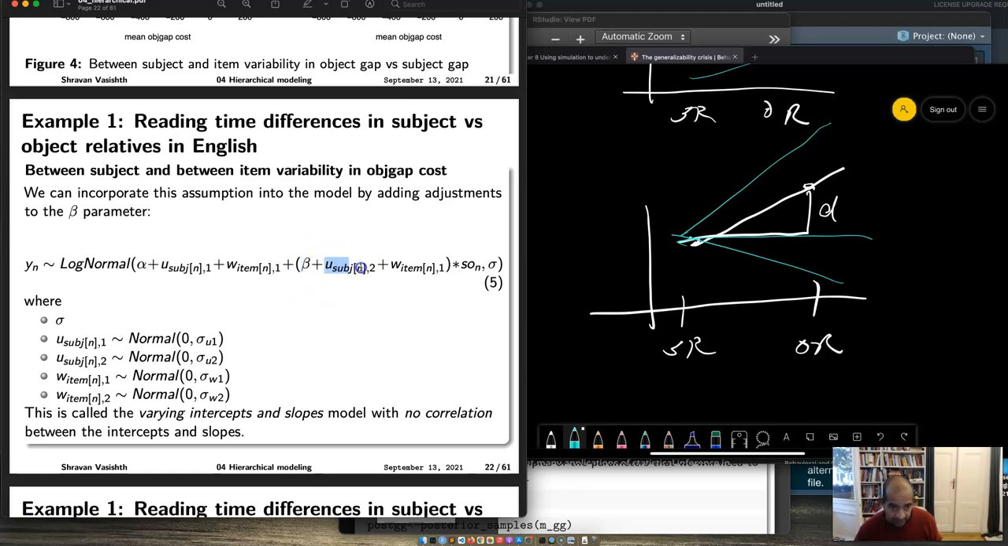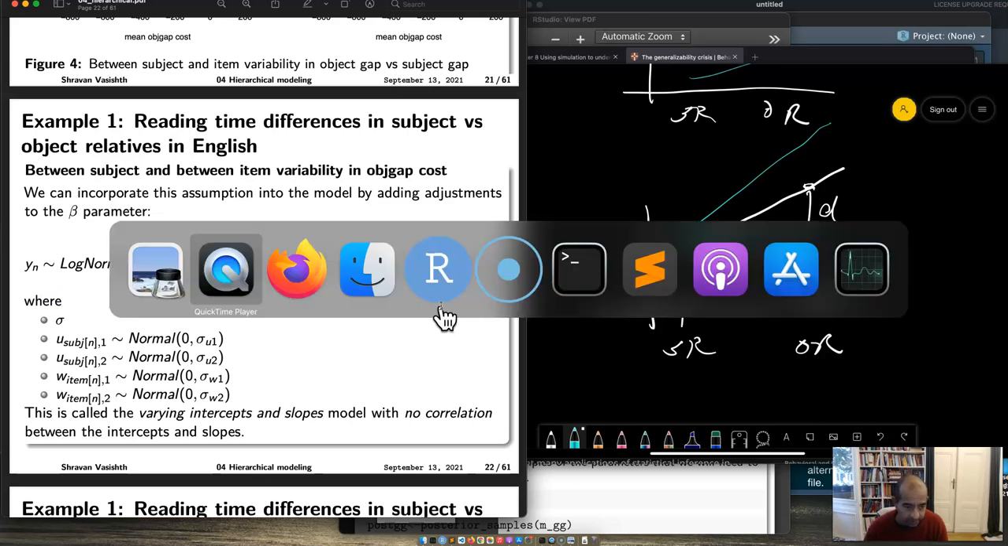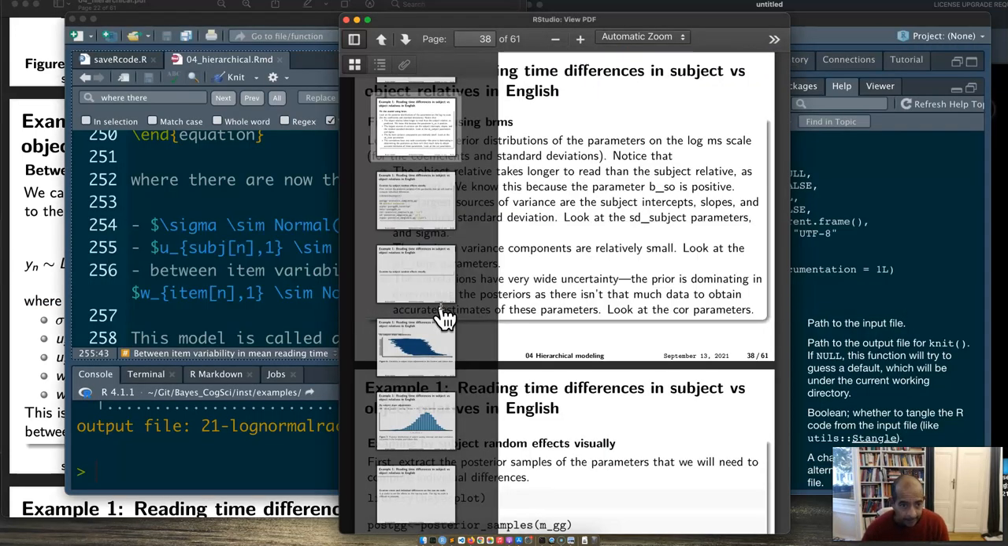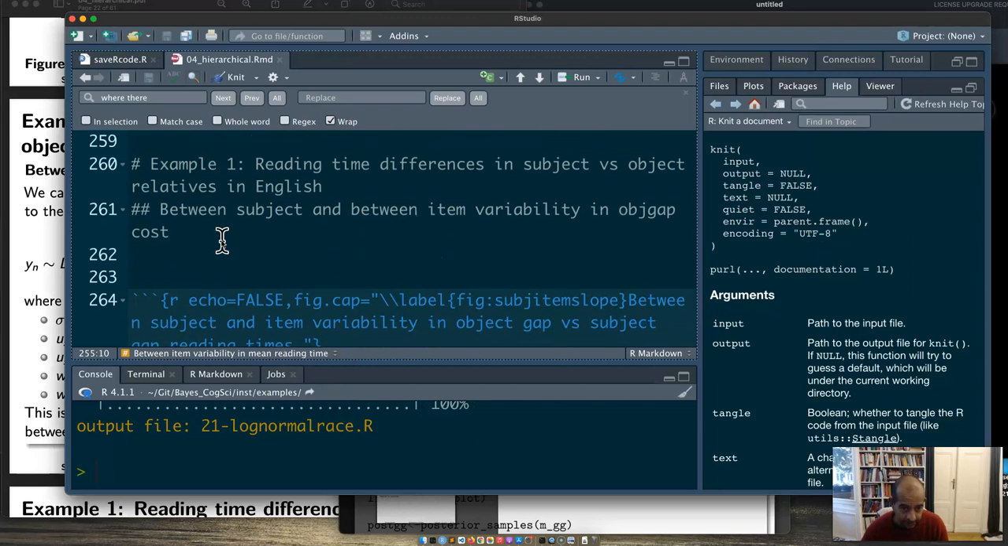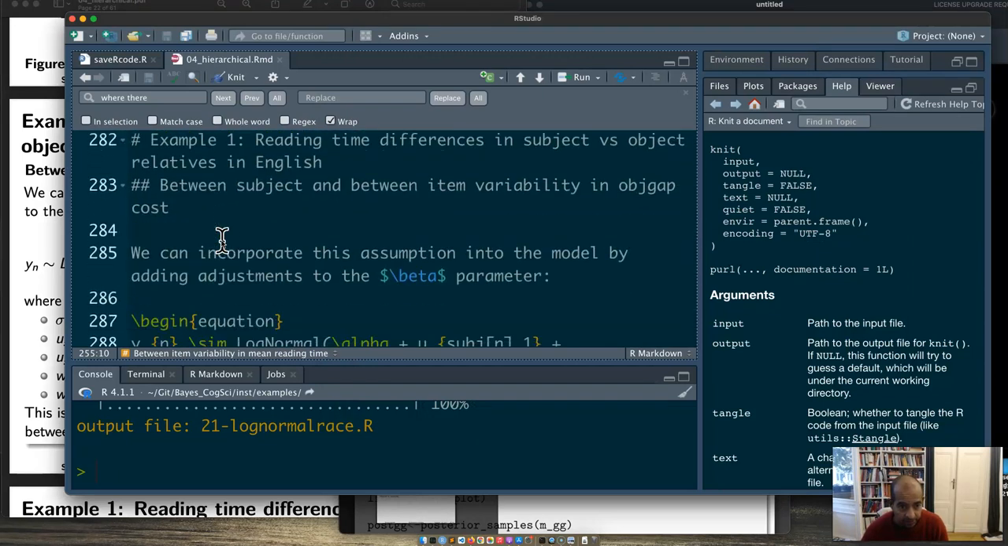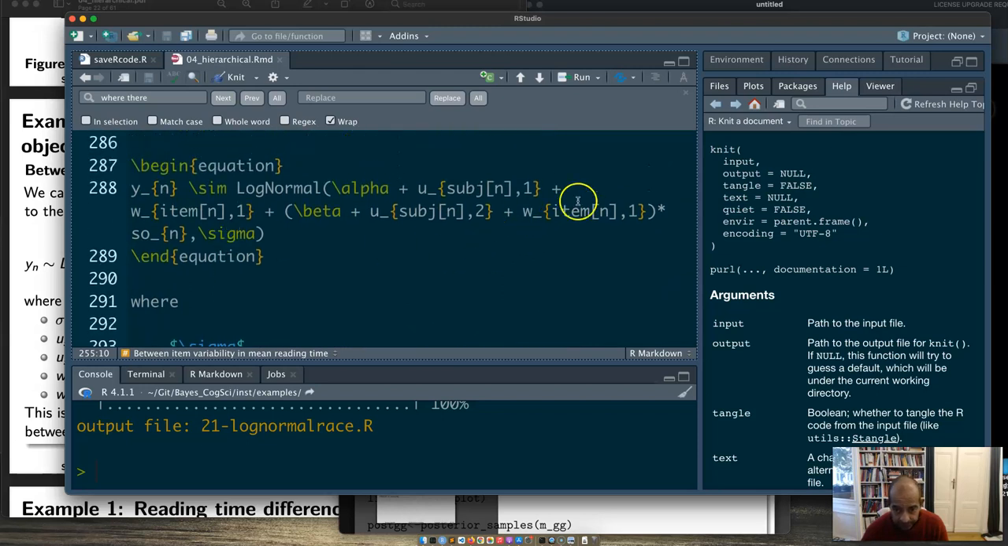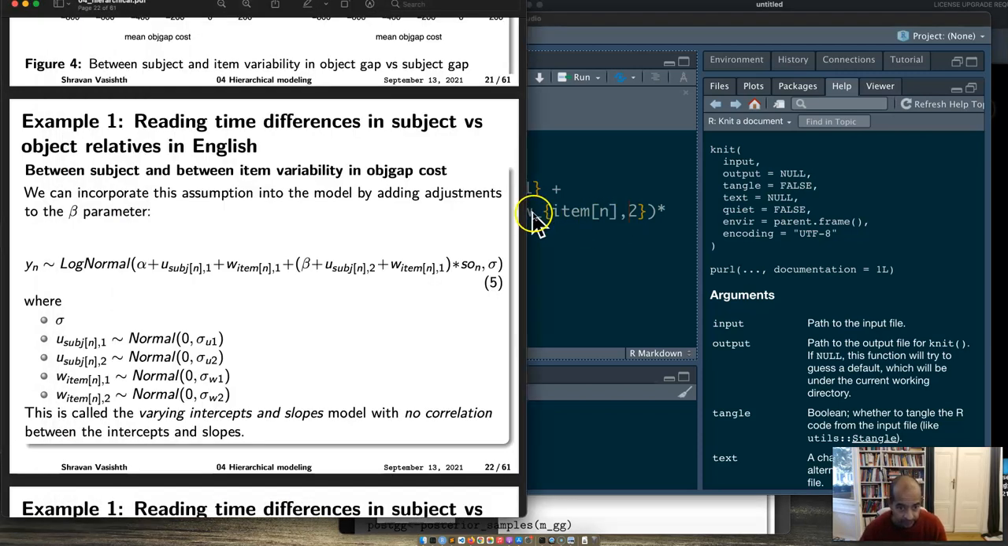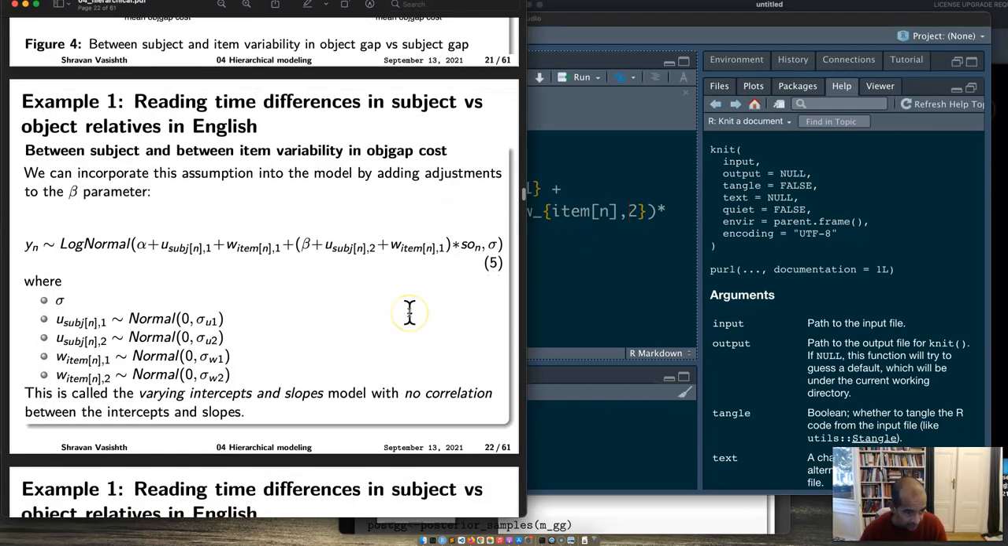I can quickly go, oh, there's another typo here. This should have been 2. I'm so sorry. That's what happens when you're writing everything really fast. What I want to write is that the slope for items is going to have subscript 2 always, right? This should have been 2. I've just done that and I'll fix it in a moment.